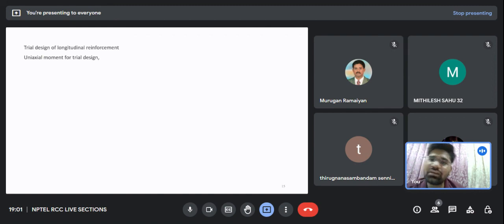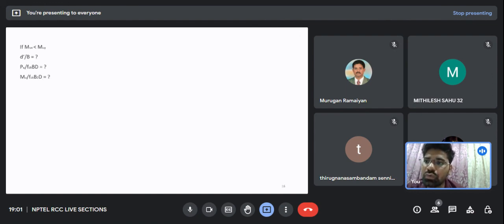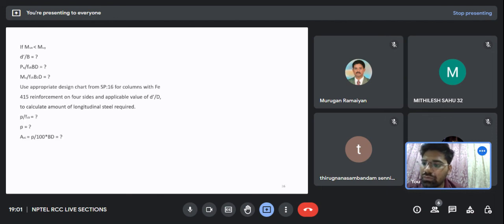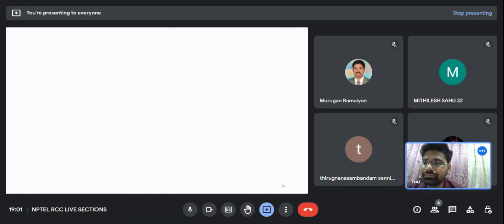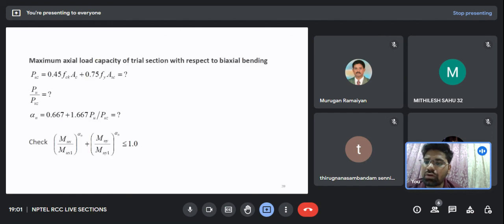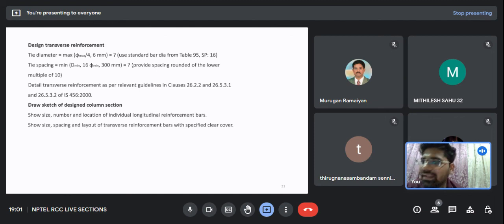Then I will find Mu with respect to the major moment axis and find the percentage of steel. Based upon that percentage of steel I will provide the number of bars, and that number of bars will again correspond to a certain percentage of steel, and based upon that percentage of steel I will have Mux1 and Muy1. After I find Mux1 and Muy1, I will check using Bresler's formula whether my column is safe or not. Then provide the transverse ties and finally the detailing.